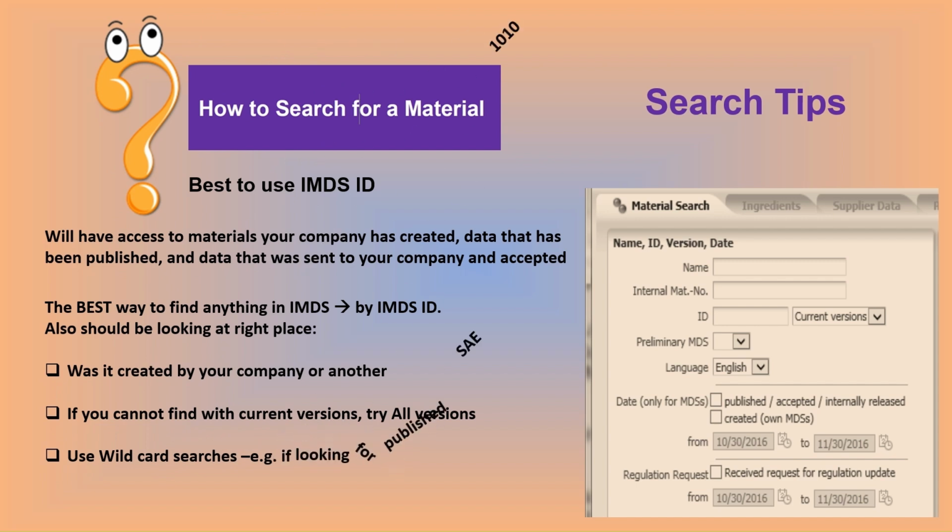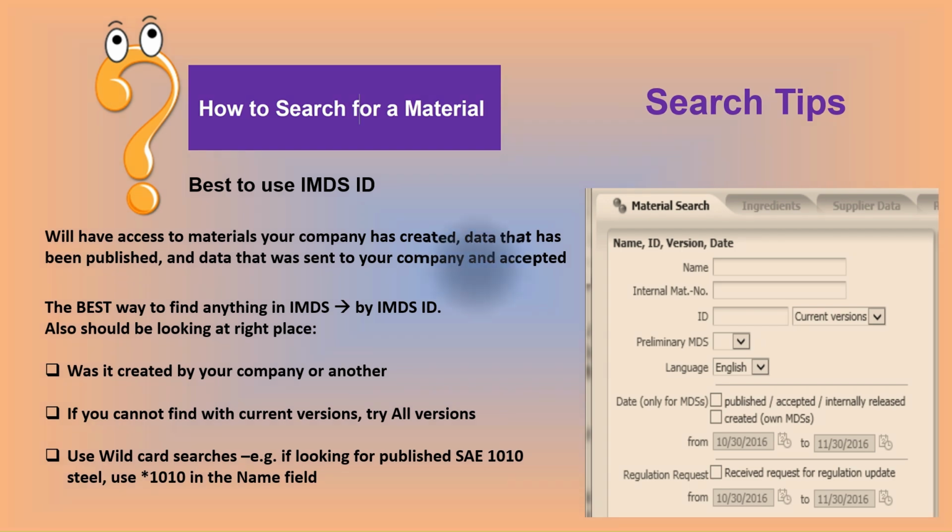Useful tips. Was it created by your company or another? If not able to find with the current version, try all versions. Use wide searches. For example, search 1010 in the name field for searching SAE1010.